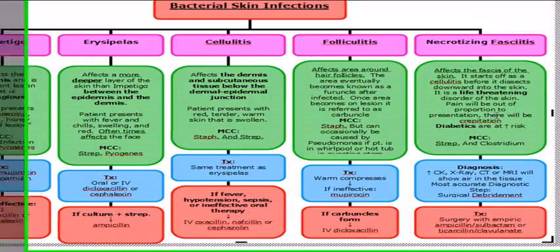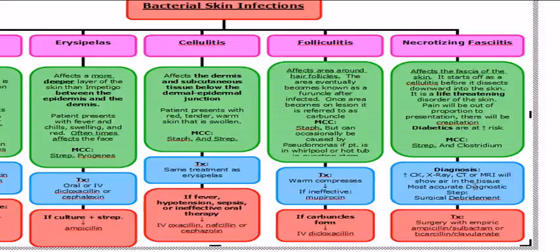You've got to do an X-ray, CT, or MRI, and you're going to see air in the tissue, all right? Increased CK is a very specific finding, and the most accurate diagnostic test is surgical debridement, okay? That's our most accurate. However, that's not what we're doing necessarily first. What are we going to do first? We're going to do the X-ray, CT, MRI to show air in the tissue, okay?